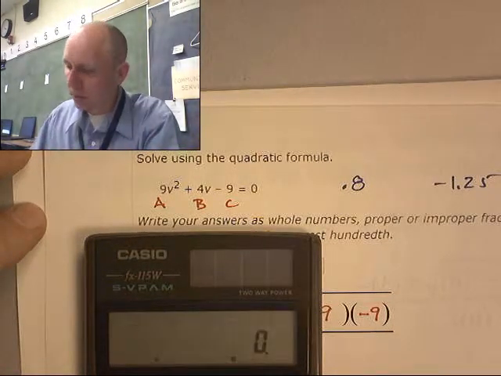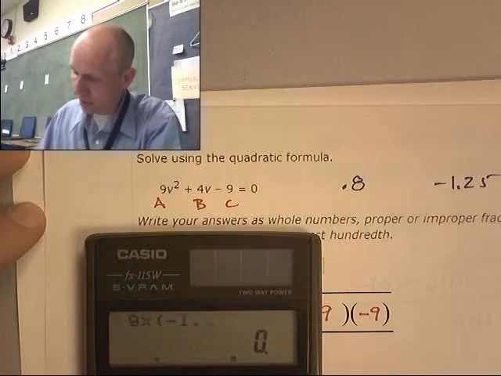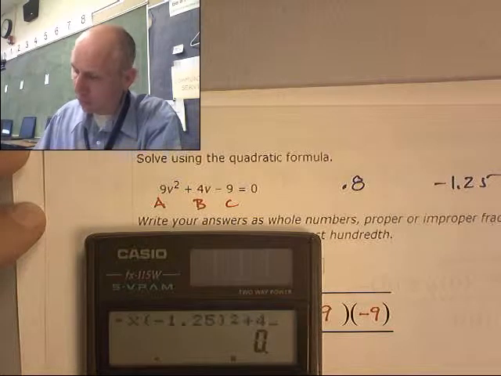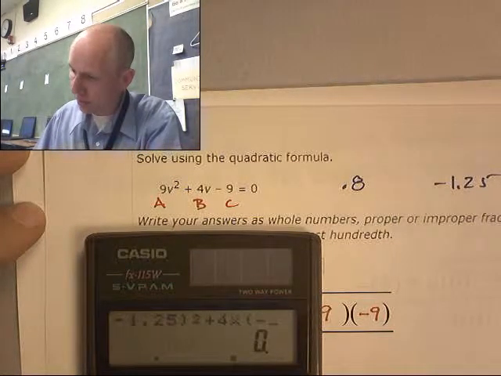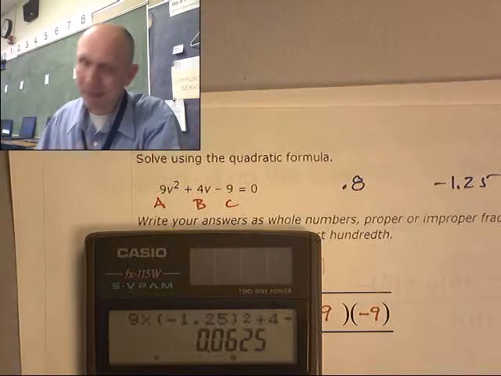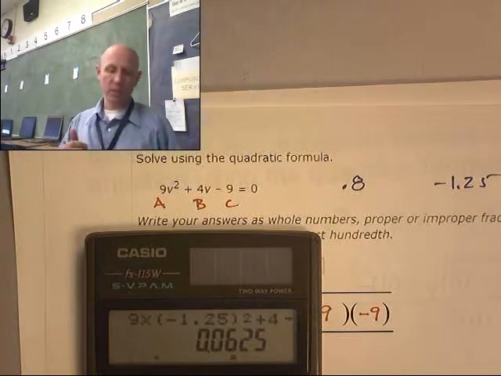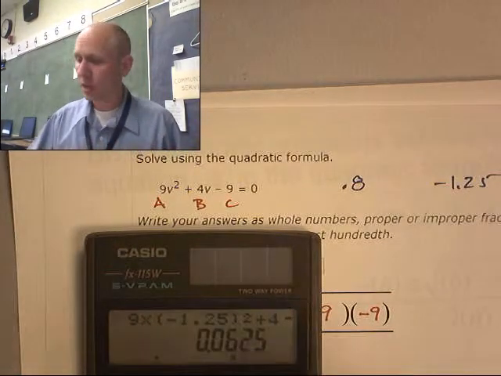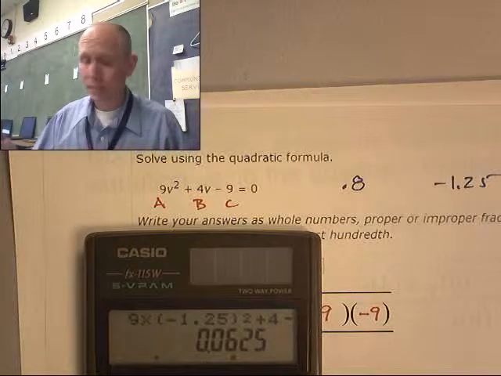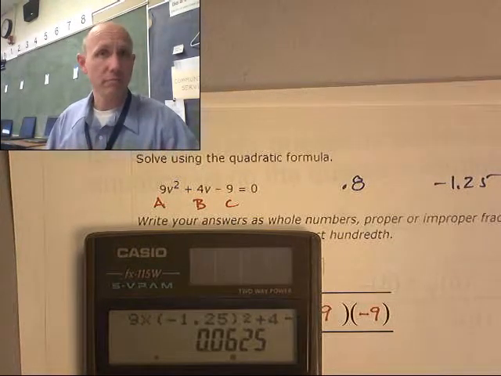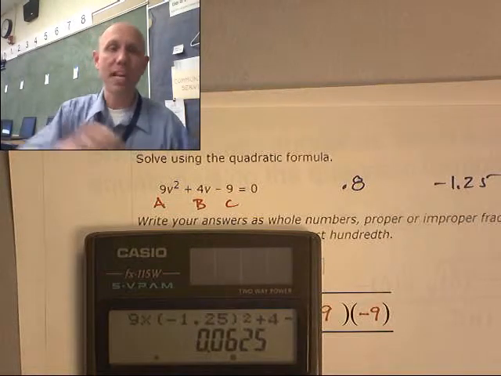9 times negative 1.25 squared plus 4 times negative 1.25 minus 9. They're both pretty close to 0. So there's a little bit of rounding error in there. It's good enough for us. It's probably not good enough for launching satellites into space, but it's good enough for an algebra class.